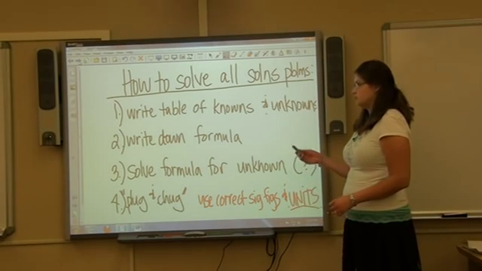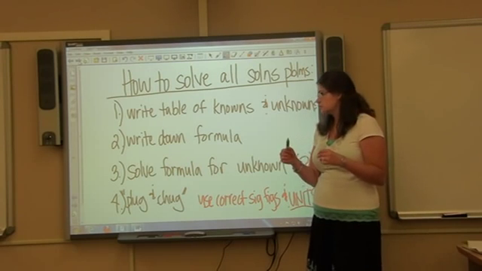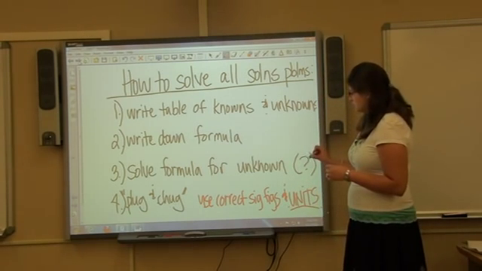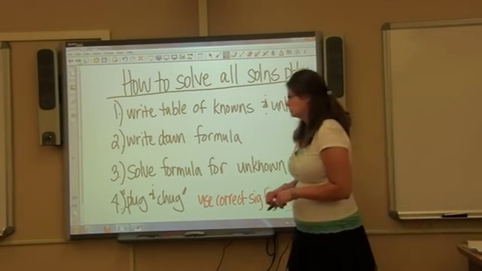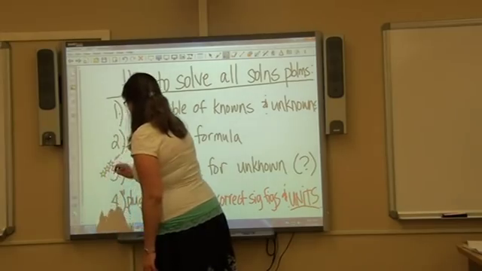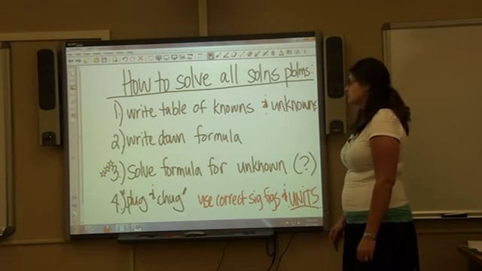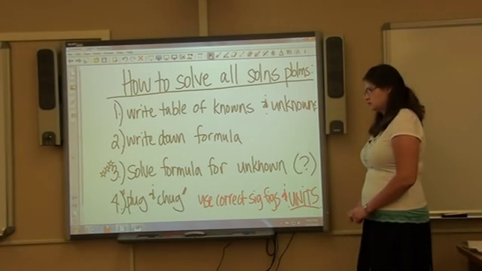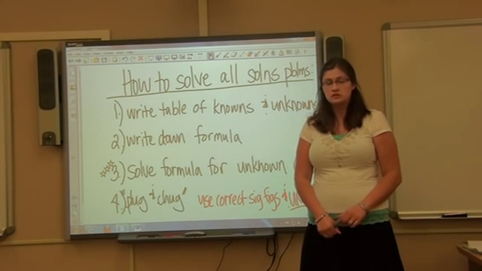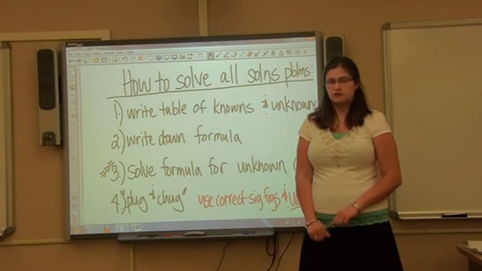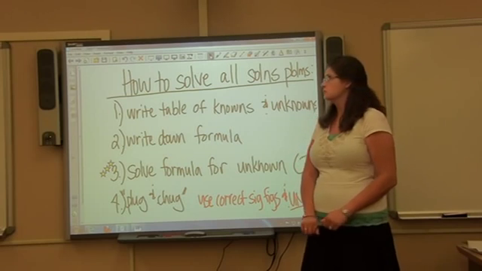Then you must write down your formula. This is where you'll go back to the formula sheet that you printed out. And then step 3. Step 3 is going to be the hardest, but the most important part. You're going to want to solve your formula for the unknown value. This means that you're going to have to do a little algebra. If you're rusty on your algebra, please call me and I can talk you through how to do it.